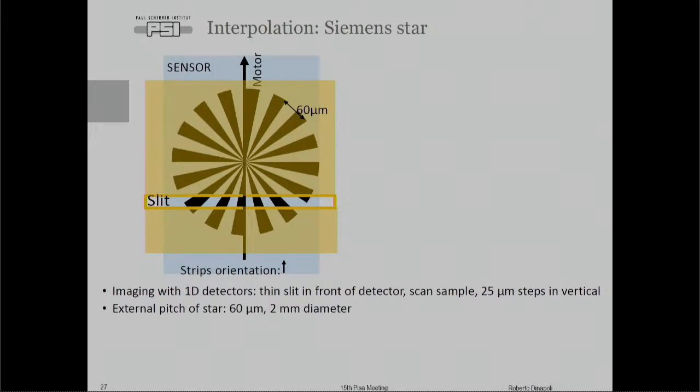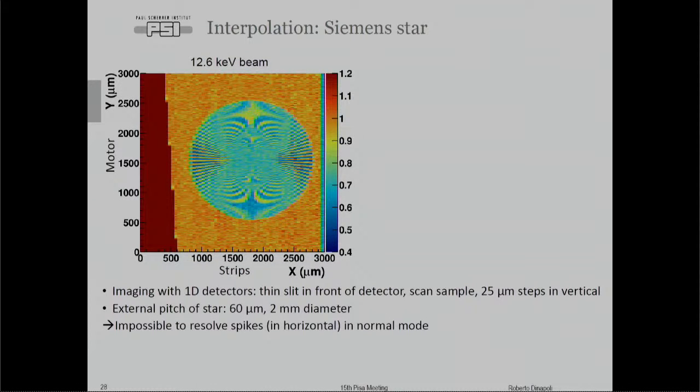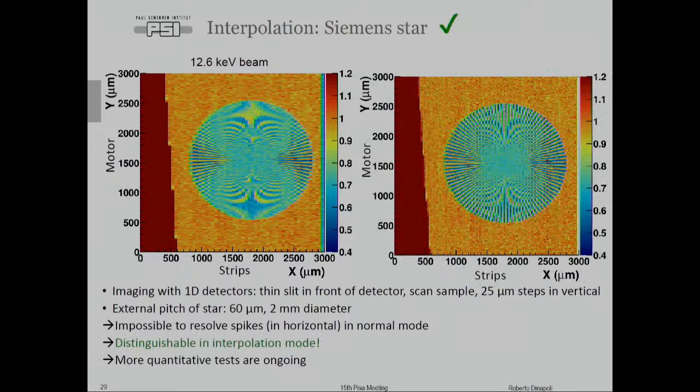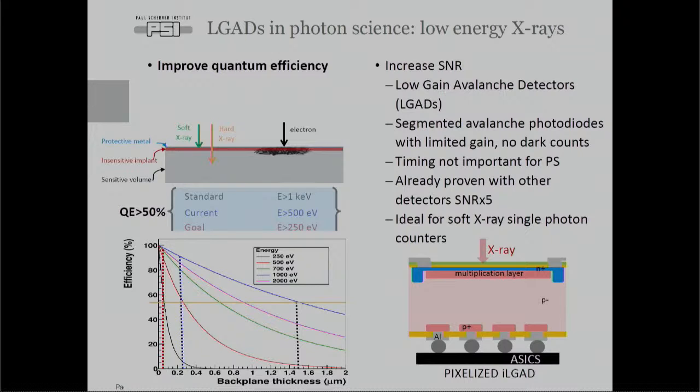In this way, with steps of 25 microns of the motor for the sample, we end up measuring something like that without interpolation. So in this case, you cannot resolve the spikes of the Siemens star in normal mode. However, if we go now to our interpolation mode with 3 counters and 3 virtual strips, all of a sudden the spikes become visible, and it's possible to detect them. More quantitative tests are ongoing, in particular with this edge, but we still need a bit of data analysis there.